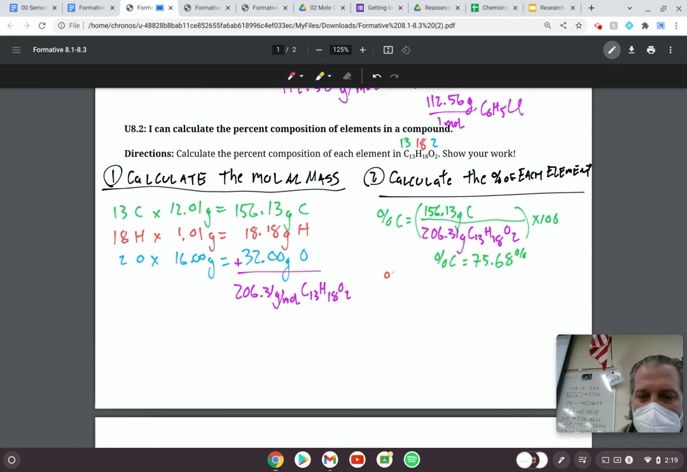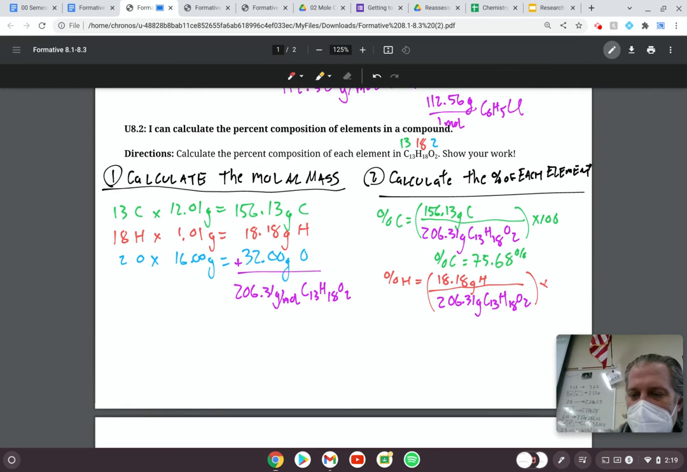For the hydrogen, we're going to take the 18.18 grams of hydrogen, put it over the 206.31 grams of C13H18O2 times 100. So the 18.18 divided by 206.31 times 100 gives me 8.81% hydrogen.